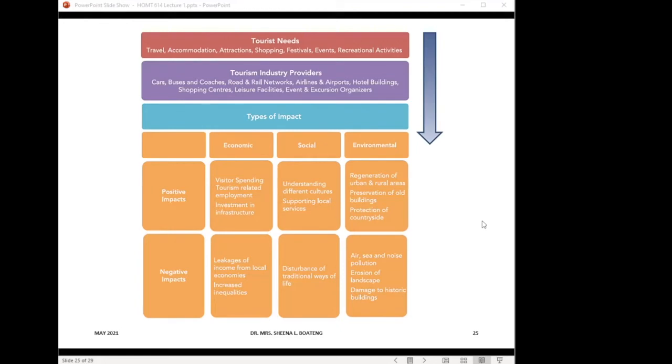On the social level, the positive impacts include people being able to visit various destinations to understand different cultures and to be able to experience the lifestyles and livelihoods of these different cultures to appreciate them better. Socially, tourism also supports local services because once tourists visit the destination, they will have to patronize local service providers.